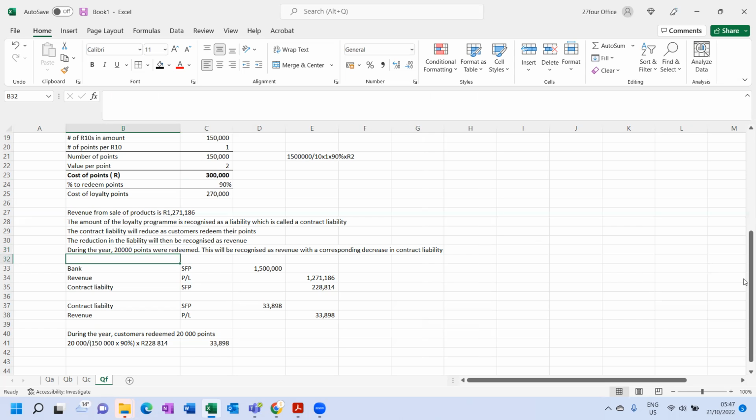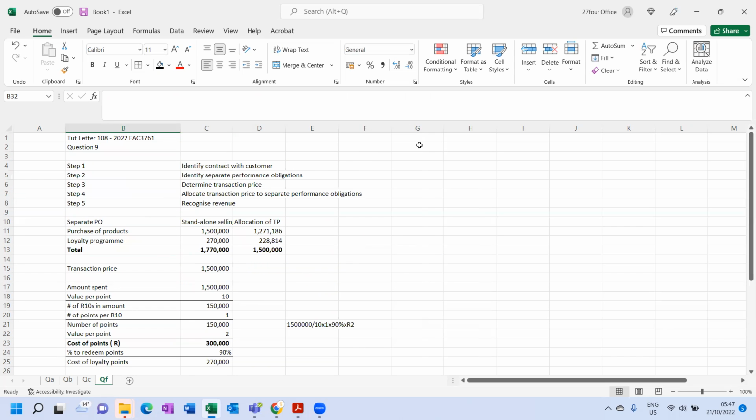Remember, all we just did over here: identify separate performance obligations, identify the transaction price, which is the total 1.5 million, and allocate the transaction price based on standalone selling prices. Then we must recognize revenue. Because the products are delivered immediately, you recognize the full amount. The loyalty portion happens as and when customers redeem. While they have not redeemed, it will stay as a contract liability until the points expire. Once the points expire, whatever expired can be recognized as revenue.